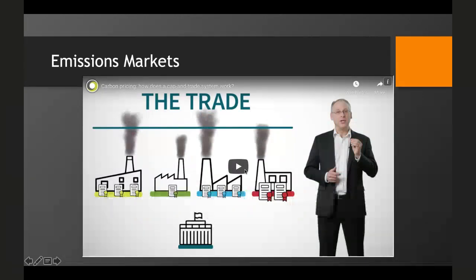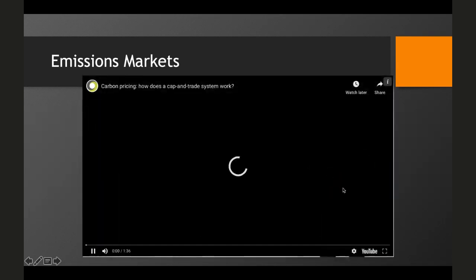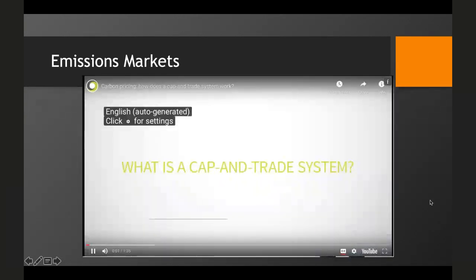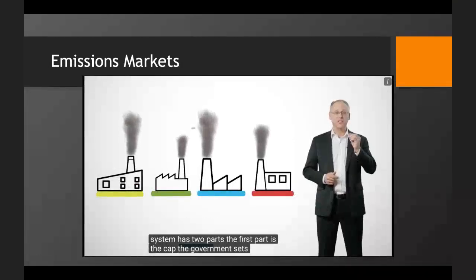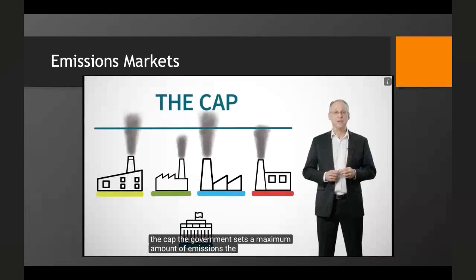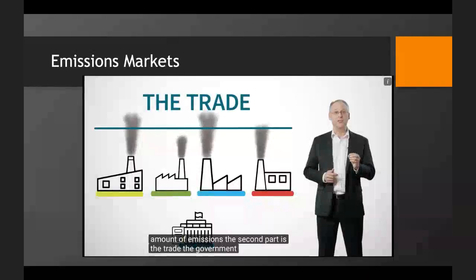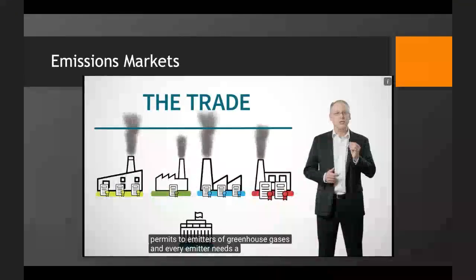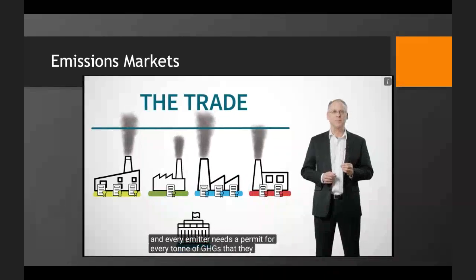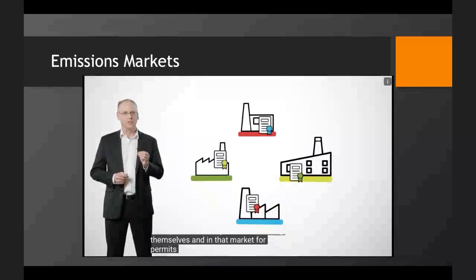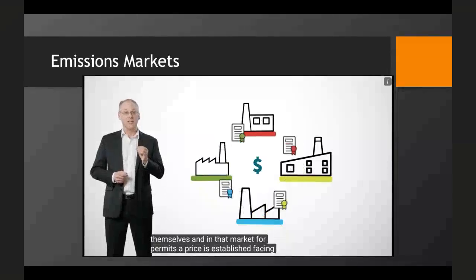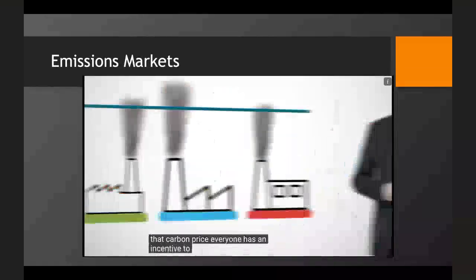So in response, many people have opted for what are known as market-based solutions. So here's a quick summary of what cap and trade, which is the most popular form of market-based solution, would look like in practice. As the name suggests, a cap and trade system has two parts. The first part is the cap. The government sets a maximum amount of emissions. The second part is the trade. The government sells or issues permits to emitters of greenhouse gases, and every emitter needs a permit for every ton of GHGs that they emit. The trade part is that they can trade among themselves, and in that market for permits, a price is established. Facing that carbon price, everyone has an incentive to reduce emissions.